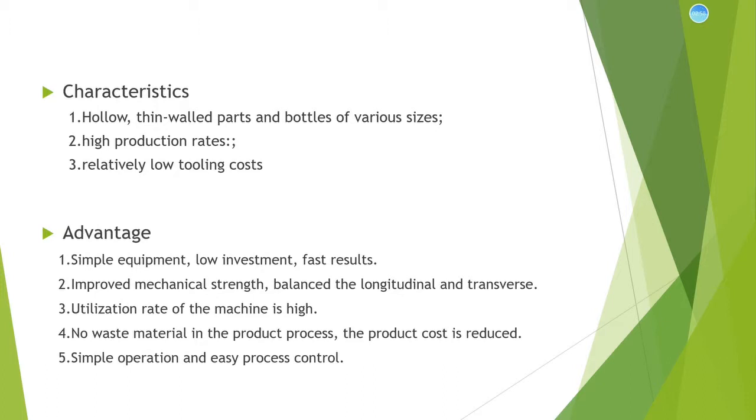The 3 is the utilization rate of the machine is high. That is, the same equipment can produce a variety of products. There is no waste material in the production process. No need to cut the edge material, so the yield is higher and the product cost is reduced. 5 is simple operation and easy process control.